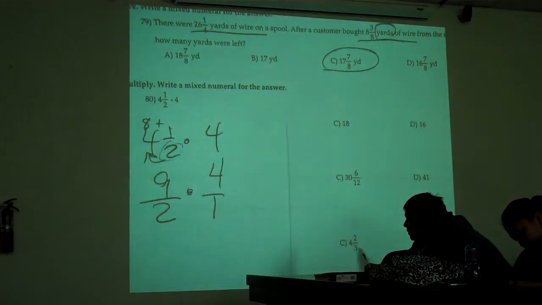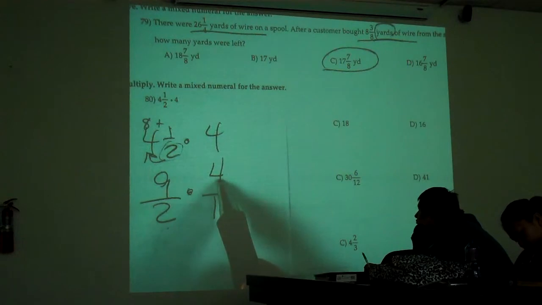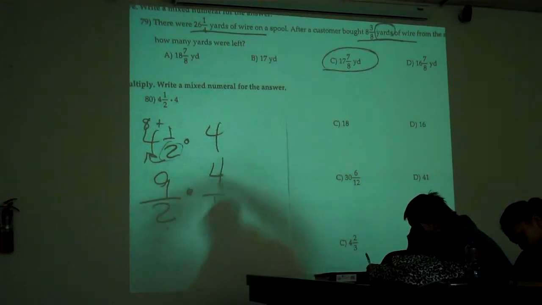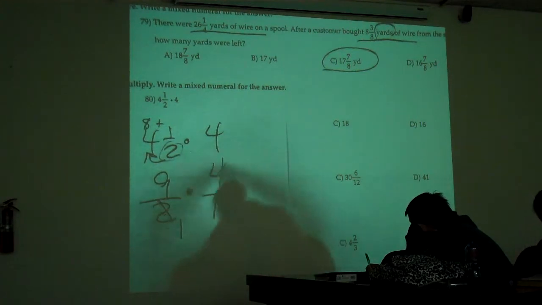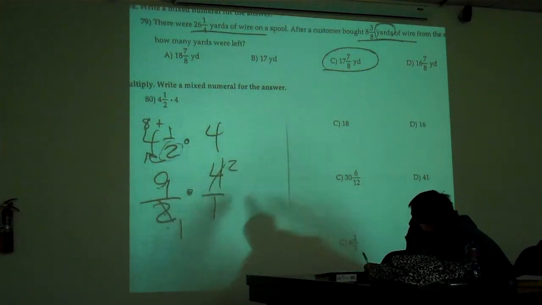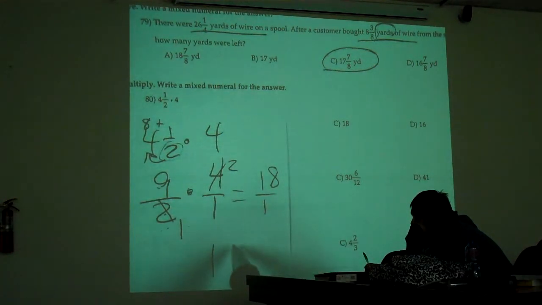Okay. 4 is what? 4/1. You can do some reducing before you multiply. The 2 and 4, you could divide by 2. 9 times 2, 18. 18/1 is the same as 18.